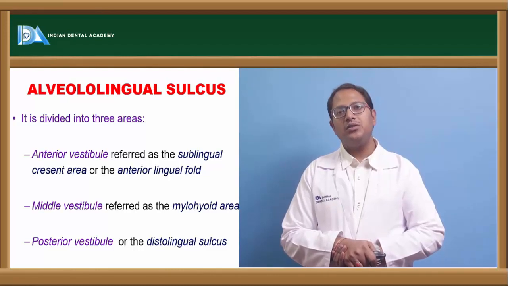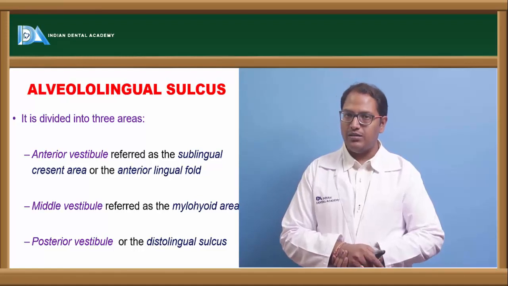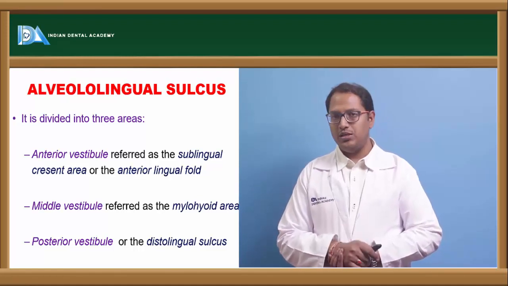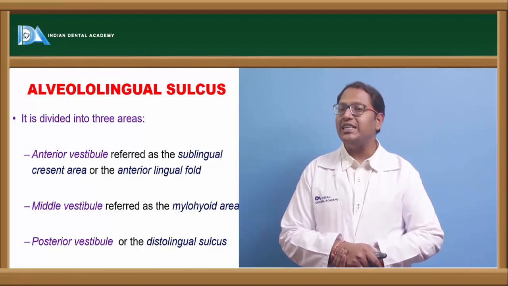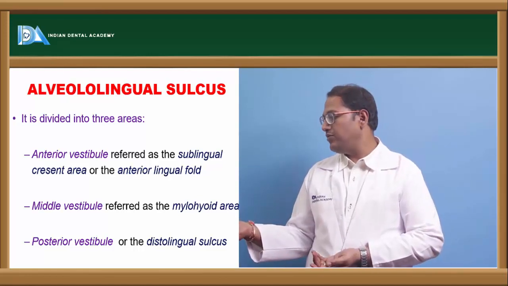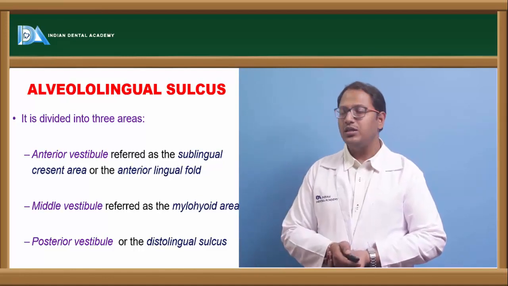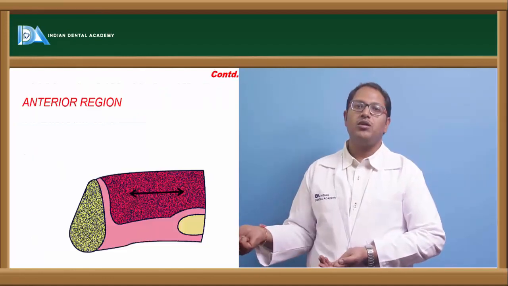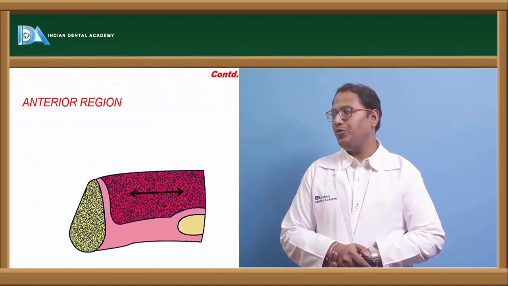Now it is divided into three sections. Since it's a long area, we divide it into three sections: the anterior part, the middle part, and the posterior part. The anterior part is also known as the sublingual crescent area or the lingual fold. The middle vestibule is called the mylohyoid region, and the posterior vestibule is called the distal lingual sulcus, also known as the lateral throat form.